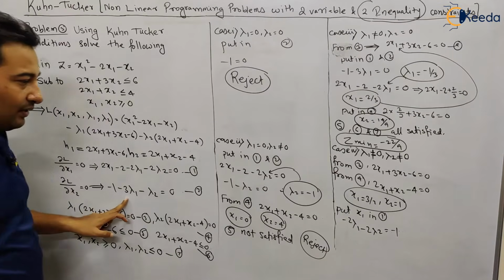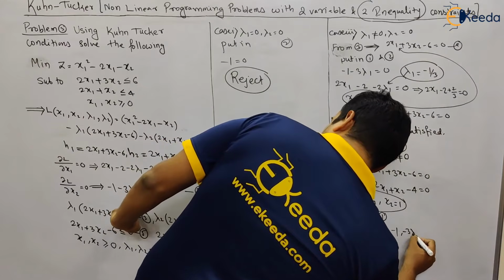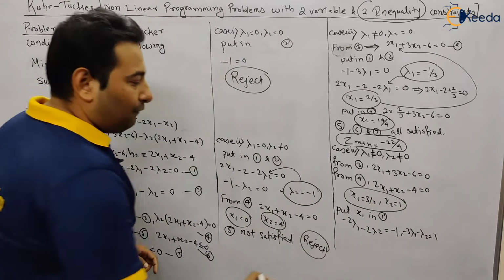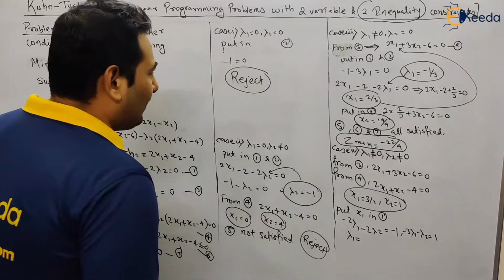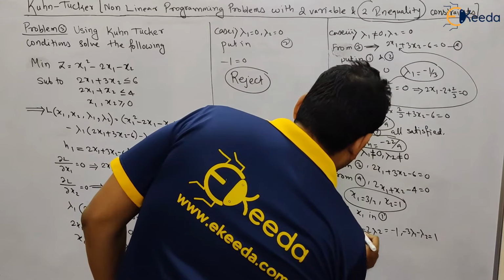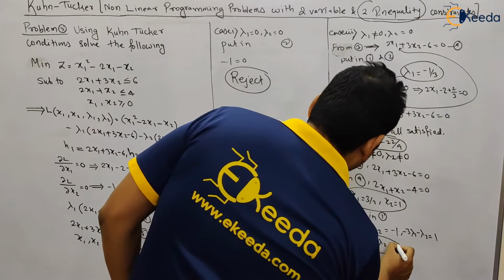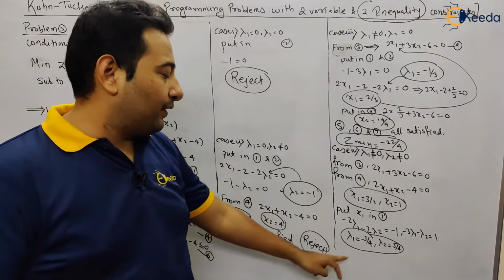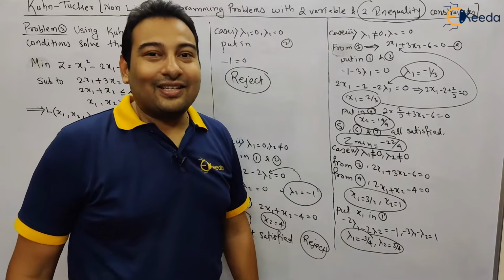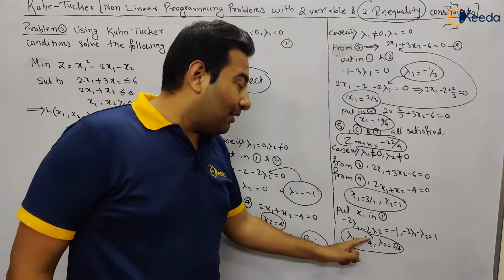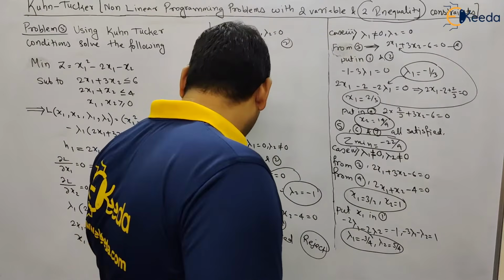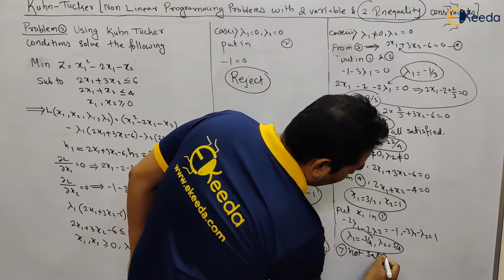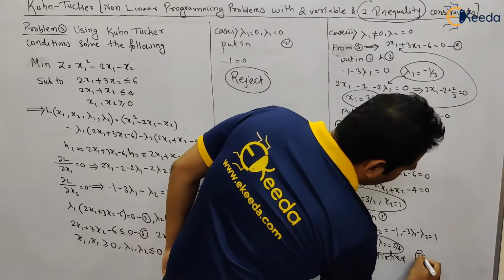And the second equation is, see here, minus 3 lambda 1 minus lambda 2 equal to 1. If we solve these two equations, we'll get the value of lambda 1 as minus 3 by 4 and lambda 2 as 5 by 4. See here, this is negative, this is positive. Since the problem is of minimization type, lambda 1 and lambda 2 must be less than or equal to 0. See here, 7 not satisfied. Therefore reject. So that is it.